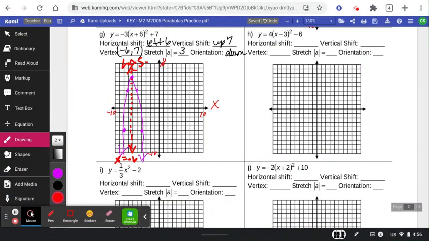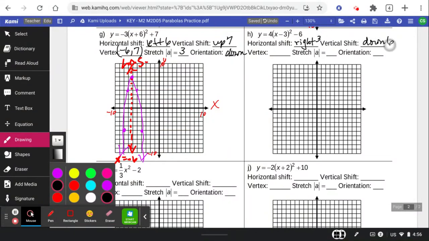How'd you do? Next one's got a horizontal shift of right 3. Vertical shift of down 6. Orientation is up. Stretch is 4. Vertex is +3, -6. How'd you do? Label and scale. Graph it. Right 3, down 6. Out 1, up 4 times the normal parent. Out 2 is normally up 4. 4 times 2 is 8.